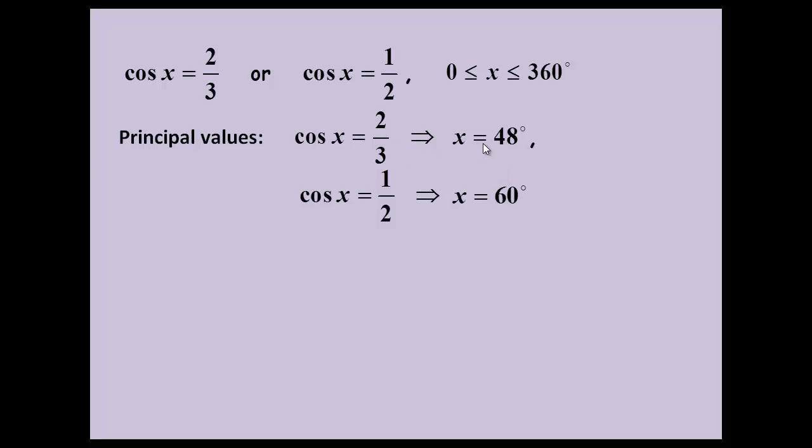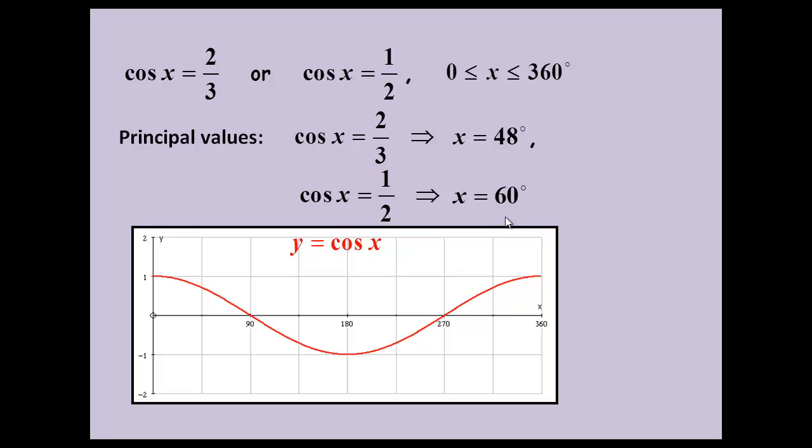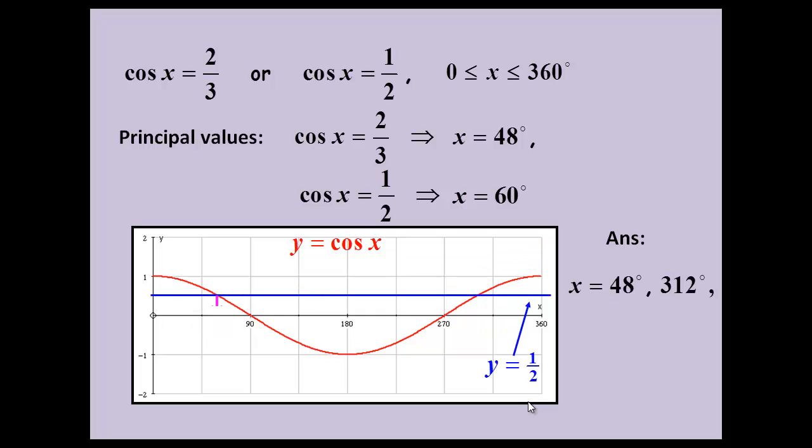We can see here in the calculator we get the two principal values. For 2/3, we get 48 degrees. For a half, we get 60 degrees. And then looking at the graph, for 2/3, there's our 48 degrees. Remember, with cosine, it's 360 minus our principal value. So the second value is 312 degrees. Do the same for 60 degrees with a half. And we get 60 and 300. And there's the four answers.